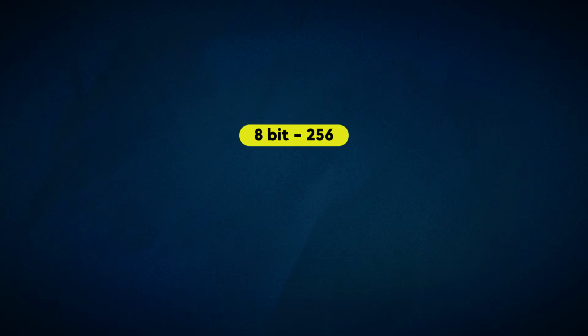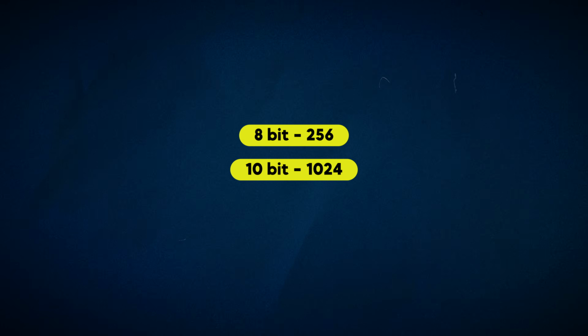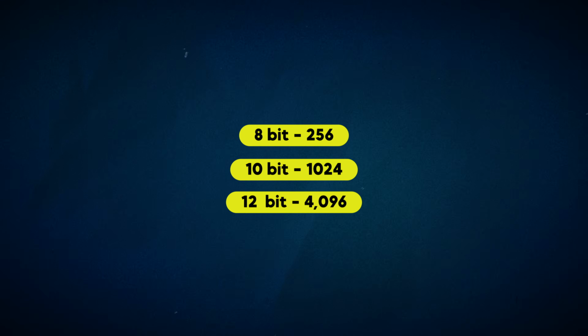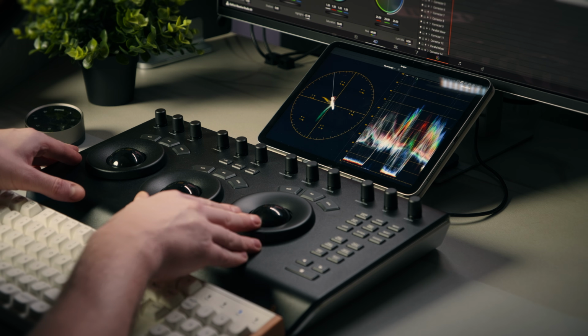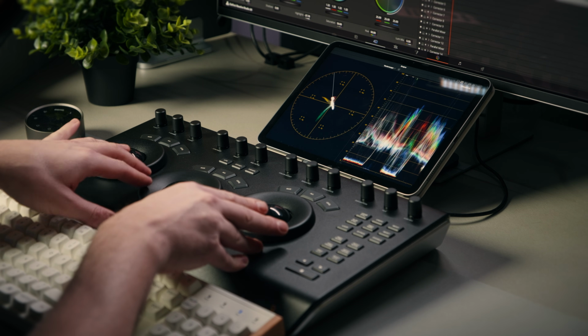8-bit gives you 256 steps per channel, 10-bit gives you over 1000, 12-bit over 4000, and 16-bit we are talking 65,000 steps per channel. That's not a small difference. That's the difference between a clean, smooth hue shift and banding you can see across the room. A lot of the time it's not the tool that's the problem, it's the footage asking you to be more gentle with it.